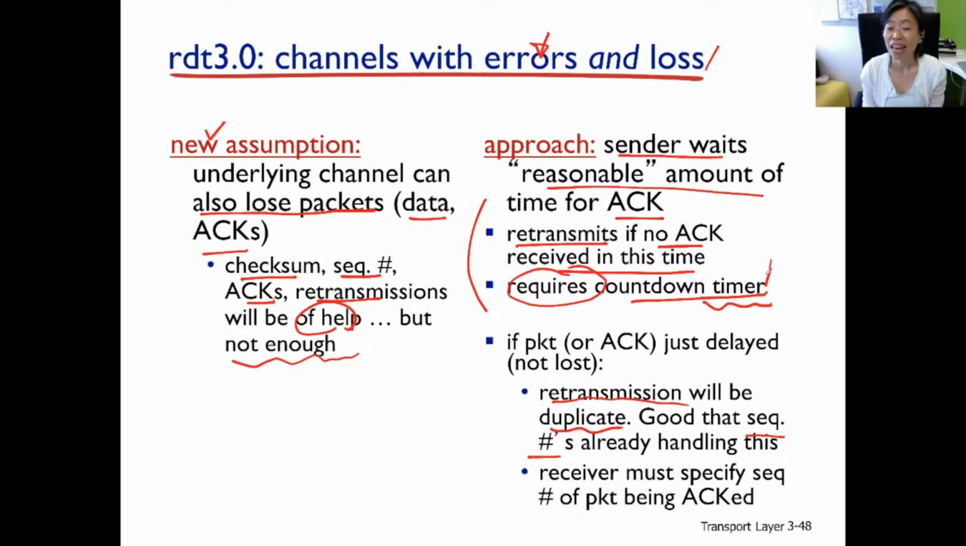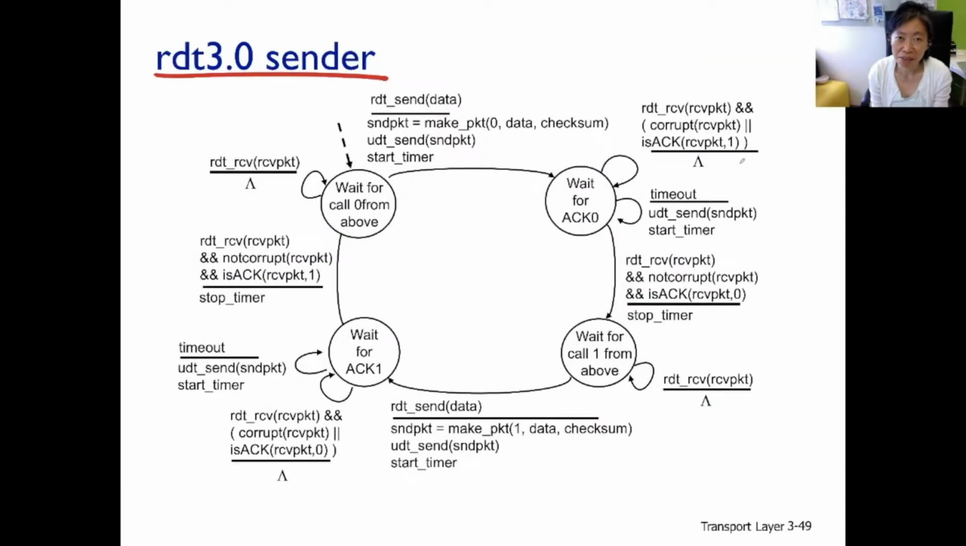All right, so hey, determining what is the duration for the countdown timer, that is also an art. We'll also see later in TCP how that is calculated, how that is estimated. All right, so yeah, sequence number is necessary again in RDT 3.0. The receiver needs to specify the sequence numbers for the ACKs, just like the data side needs to specify the sequence numbers for the data packets. And this is RDT 3.0 sender.